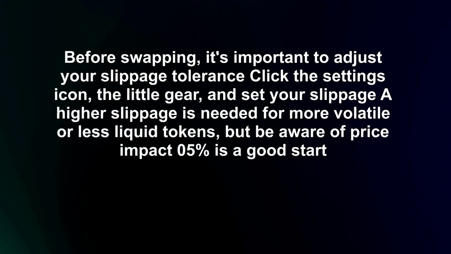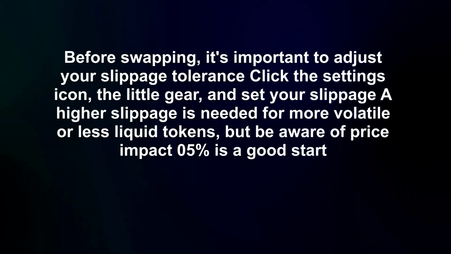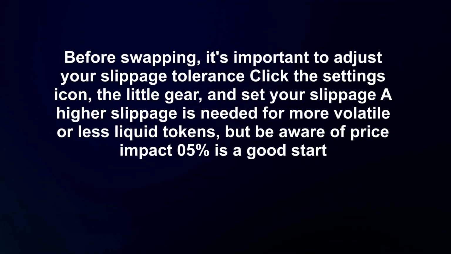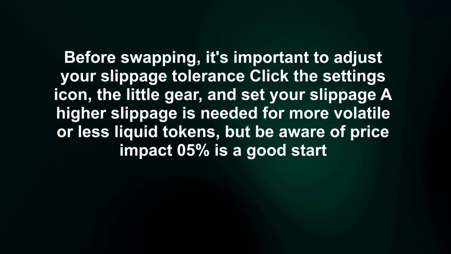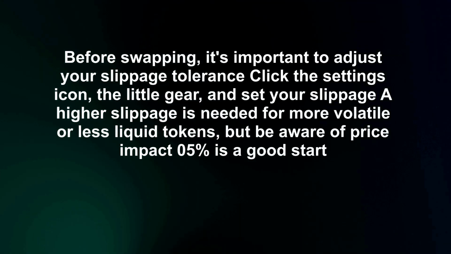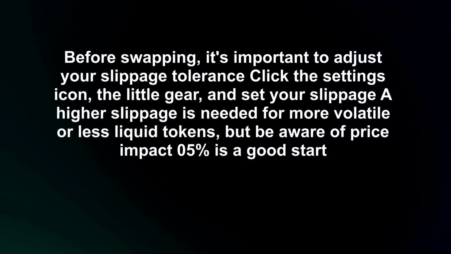Before swapping, it's important to adjust your slippage tolerance. Click the settings icon, the little gear, and set your slippage. A higher slippage is needed for more volatile or less liquid tokens, but be aware of price impact. 5% is a good start.